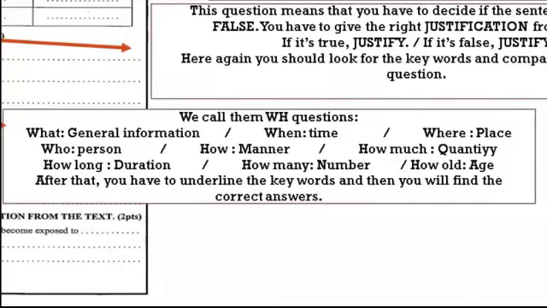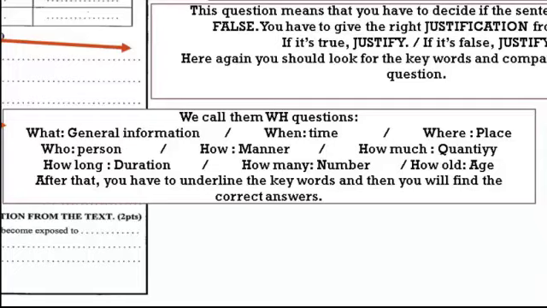And then after that, you have to underline the keywords, and then you'll find the correct answer, which means we have two things to do. Number one, you should know what you are required to ask. So if you have, for example, here, where, you are going to give a place. And after that, you have to underline the keywords, for example, the name that we've got there, and some verbs and things like that.